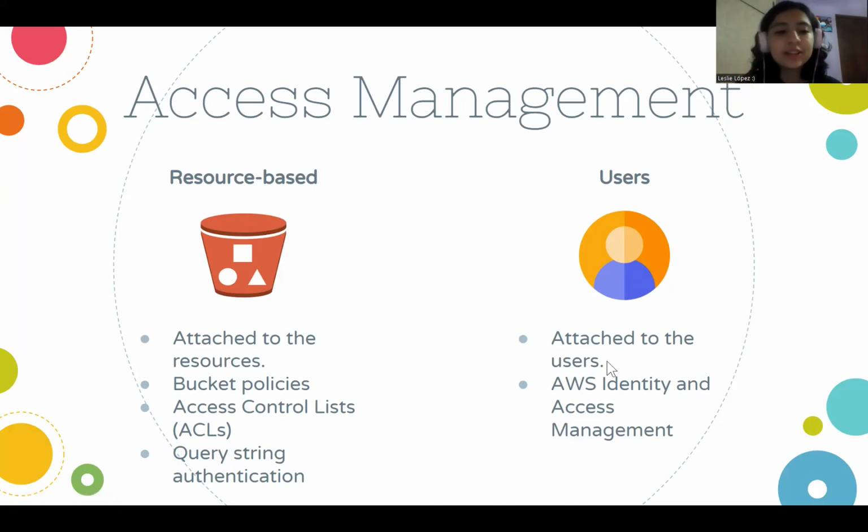On the other hand, the user policies are those policies attached to the users and have control of who has access to these resources. And it uses AWS Identity and Access Management to have control of this access and policies.